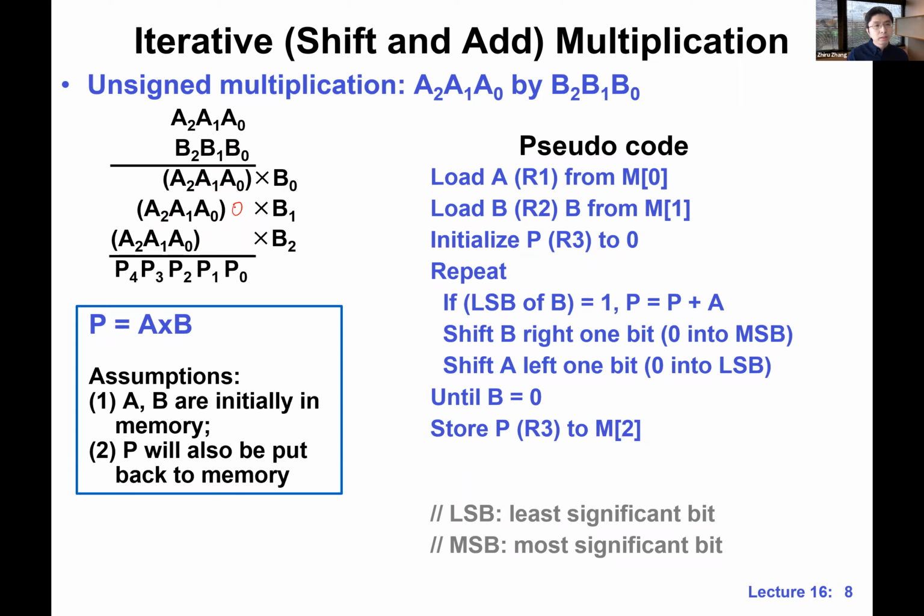And if B1 is 1, then we are going to add this partial product. Otherwise, we skip. Same thing for the third row. We append 2 zeros because we are now looking at B2, which has a higher weight. If B2 is 1, then we add this partial product. Otherwise, it's a 0.